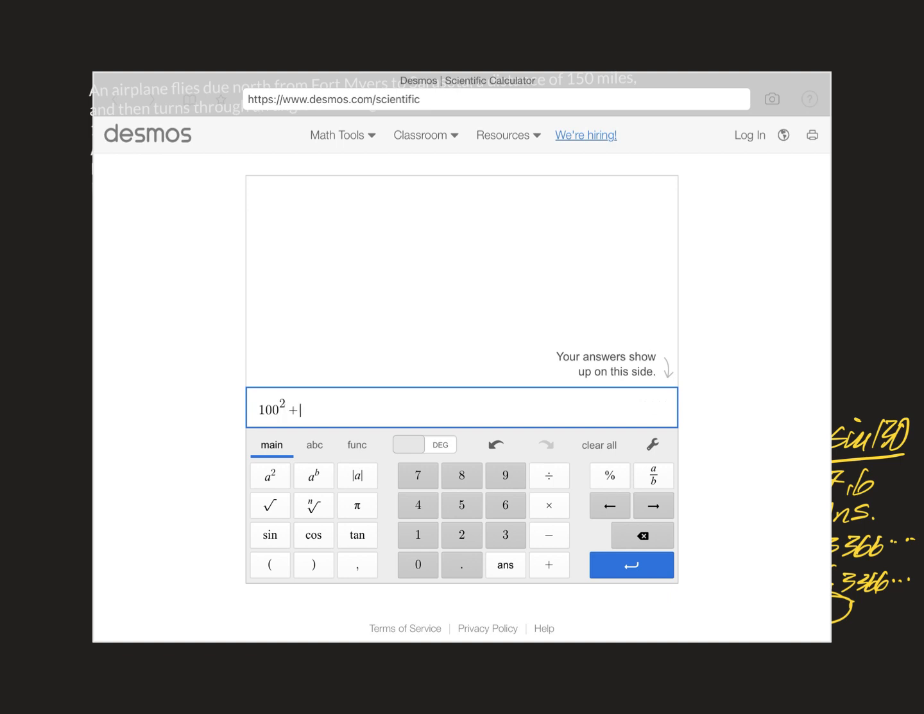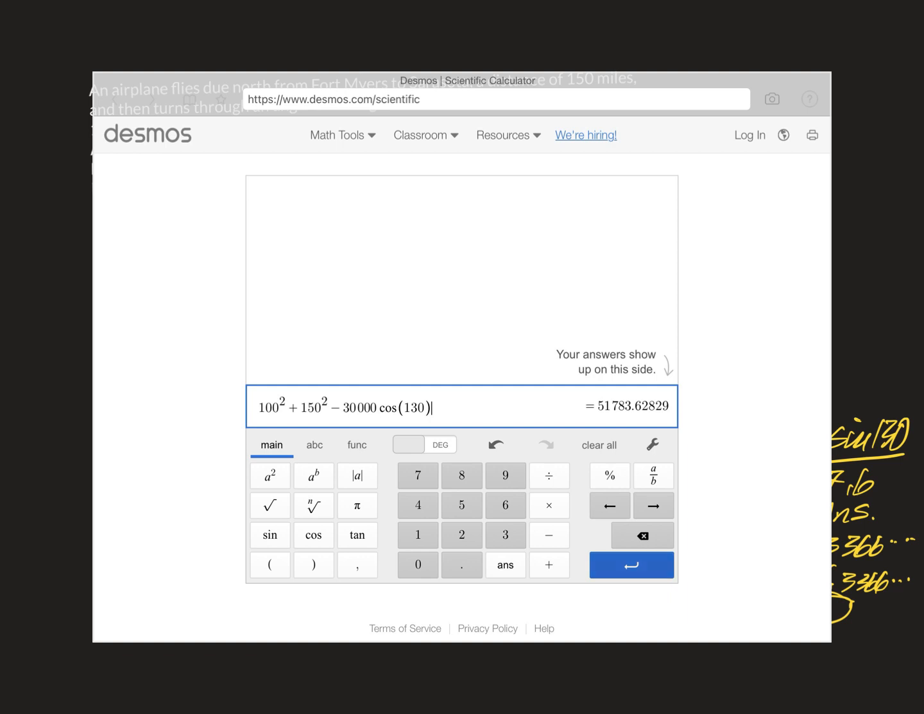Okay, plus 150 squared minus, and I just figured this out in my head, but you could write 2 times 100 times 150, but minus 30,000 cosine of 130 degrees. Okay? And as you see, we get 51,783, just what we got before.